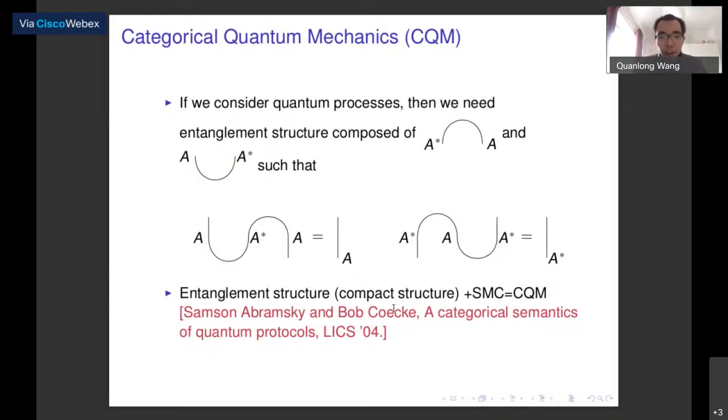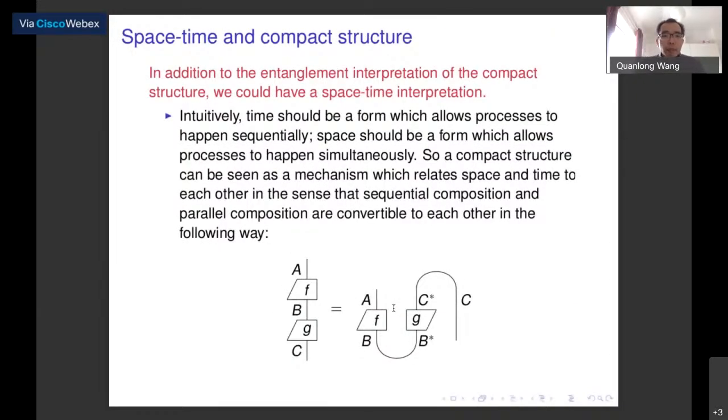The entanglement structure plus the SMC, and then you get CQM, which was proposed by Samson and Bob in the paper. And also, we can look at the compact structure in another way, which is a space-time interpretation. Intuitively, time should be a form which allows processes to happen sequentially, and space should be a form which allows processes to happen simultaneously. So a compact structure can be seen as a mechanism which relates space and time to each other, in the sense that sequential composition and parallel composition are convertible to each other diagrammatically.